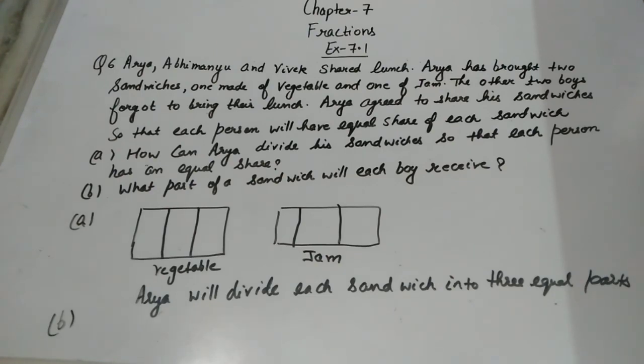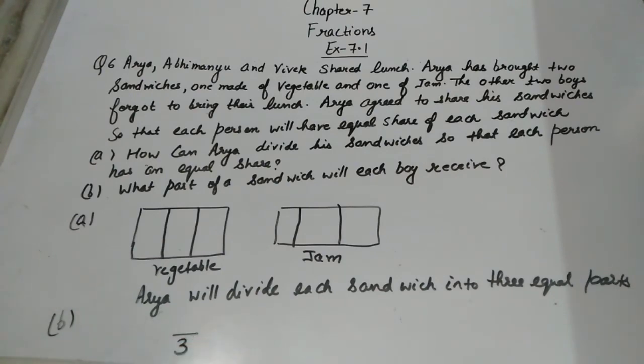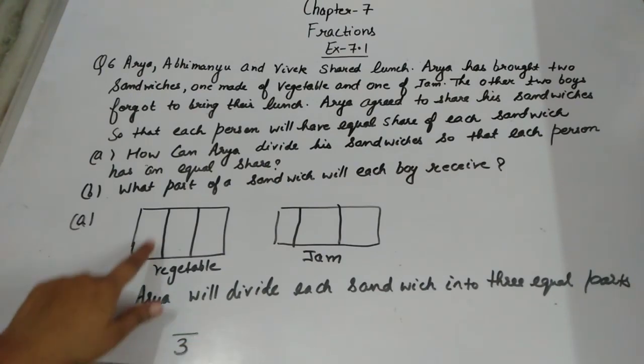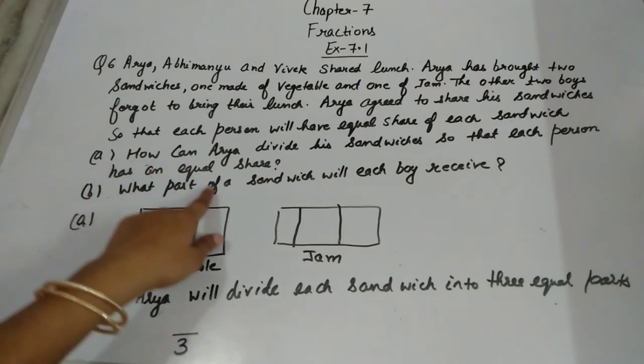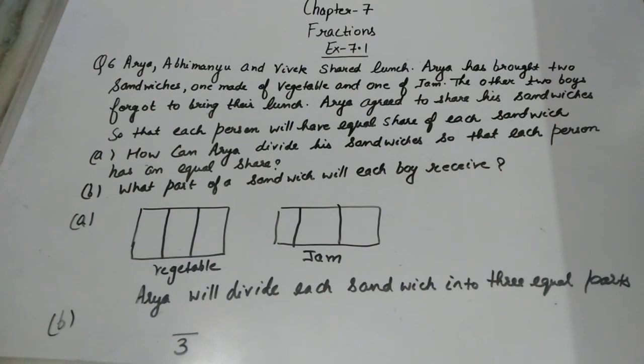Now in this you have to find out the fraction, that is, what part of the sandwich each boy will receive. How many parts are there? 3 parts. So in the denominator you will write 3, and each one gets how much? 1 part, 1 part, 1 part. So 1 by 3 will be given to each boy. So 1 by 3 part of the sandwich will be given. Is this clear? So this is question number 6.